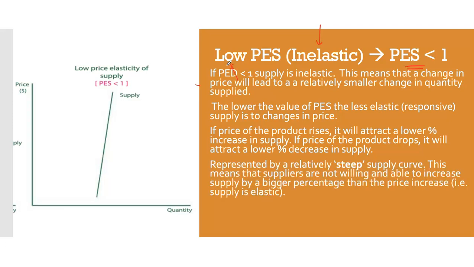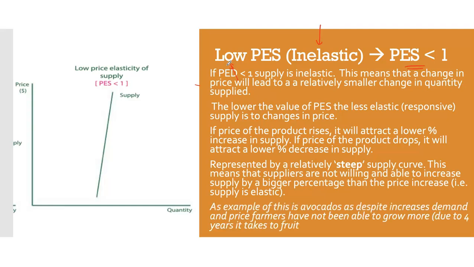This is represented by a relatively steep supply curve because suppliers are not willing and able to increase supply by a bigger percentage than the price increase. And an example of this before we have a look at this curve is avocados. Despite increases in demand or price, farmers are not going to be able to massively increase how much they supply of avocados because it takes a long time to grow them. It takes 4 years to fruit. So avocados are very inelastic because while the price might go up, it's not simple to increase the supply.